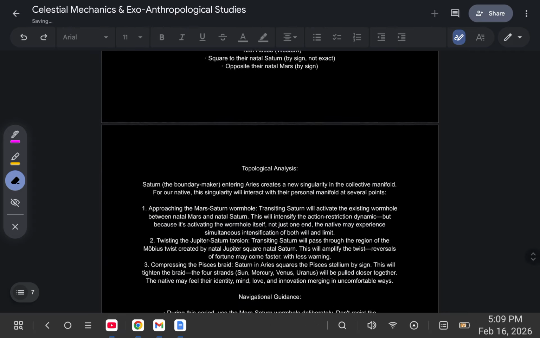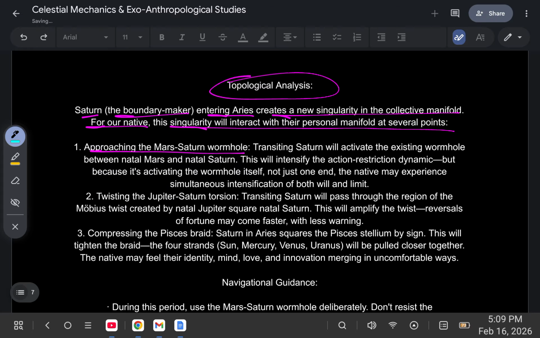Now we go over our topological analysis. So Saturn, which is the boundary maker entering Aries, creates a new singularity in the collective manifold. For our native, the singularity will interact with their personal manifold at several points. Approaching the Mars-Saturn wormhole. Transiting Saturn will activate the existing wormhole between natal Mars and natal Saturn.